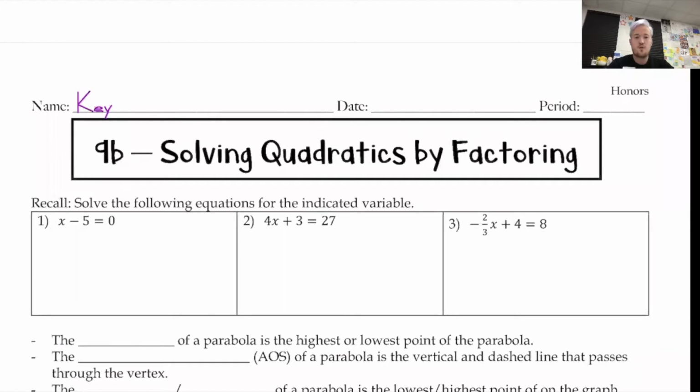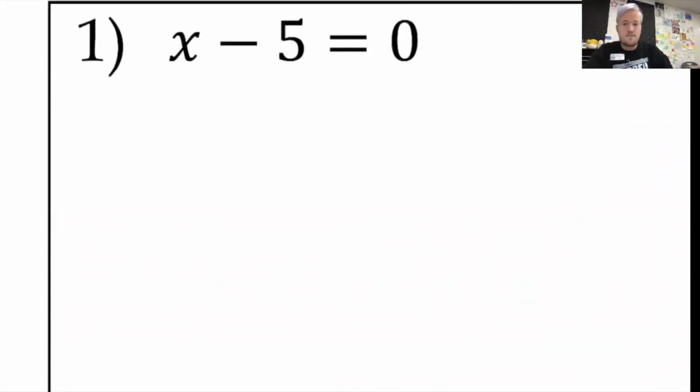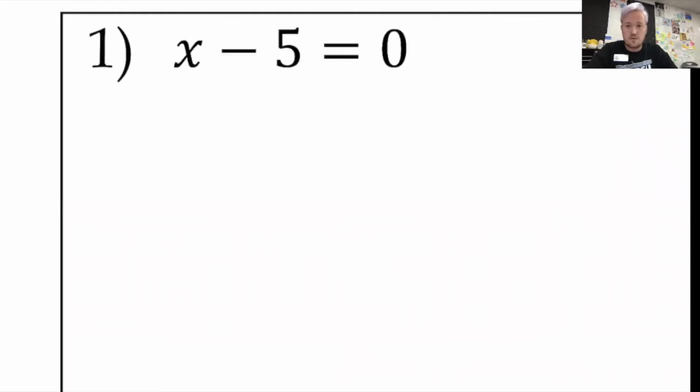All right, so for 9b, this is really going to be solving quadratics by factoring. So we've actually already covered how to do factoring, so a lot of this lesson is just applying what we've already learned in a previous lesson. To start off, we're going to go back to solving general equations. Recalling, say I have x minus 5 equals 0.